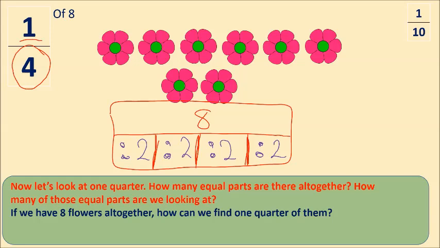Now remember, we're looking at just one of these 4 equal parts. I'm just going to circle that one. It could be any one of those, but it's just 1/4. So one of those 4 equal parts. So our answer for 1/4 of 8: I split 8 into 4 equal parts. One of those parts will be 2.